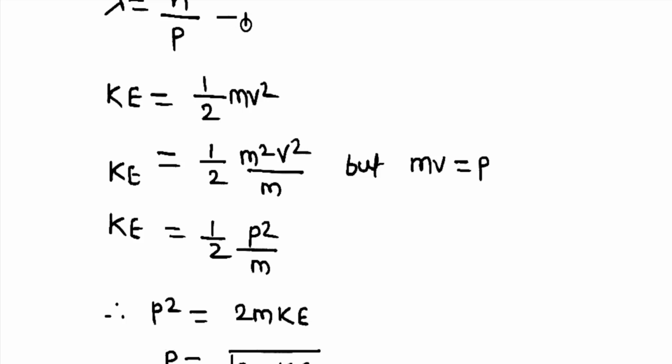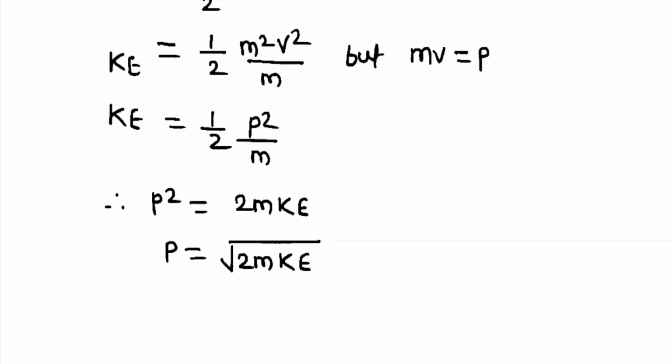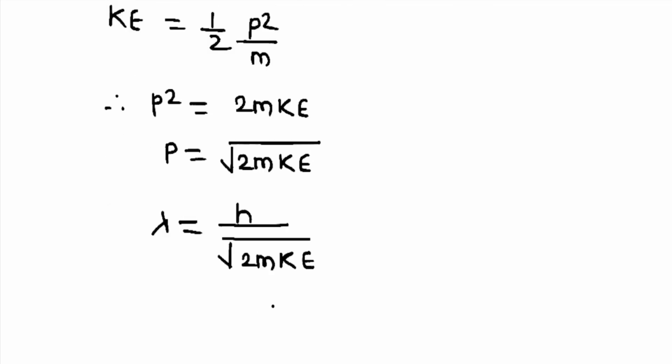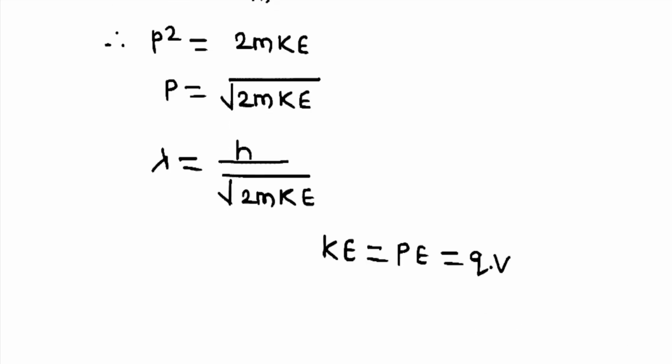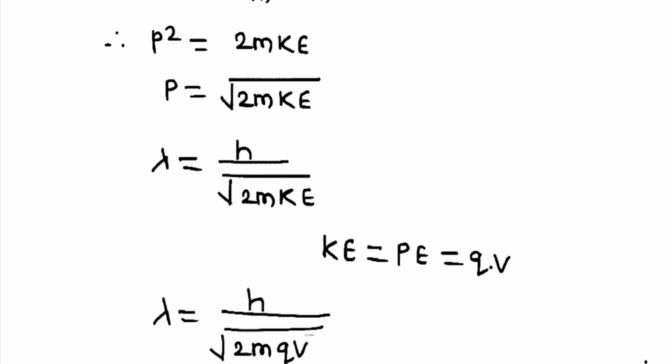Now putting this value in equation number 1, we get the de Broglie wavelength lambda equal to h upon root of twice m into kinetic energy. But the loss in potential energy will be equal to the gain in kinetic energy, therefore kinetic energy will be equal to Q into V. Hence the de Broglie wavelength can also be written as lambda equals h divided by root of twice m Q into V.